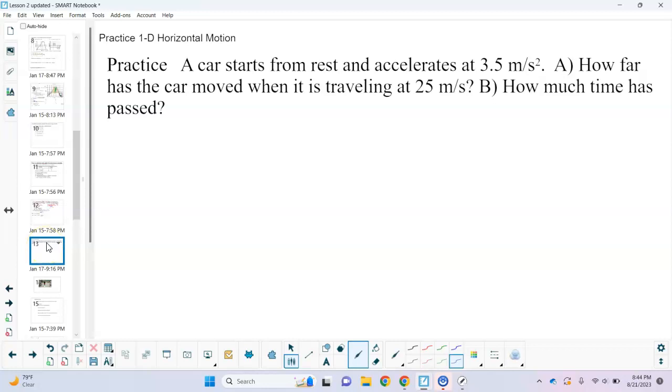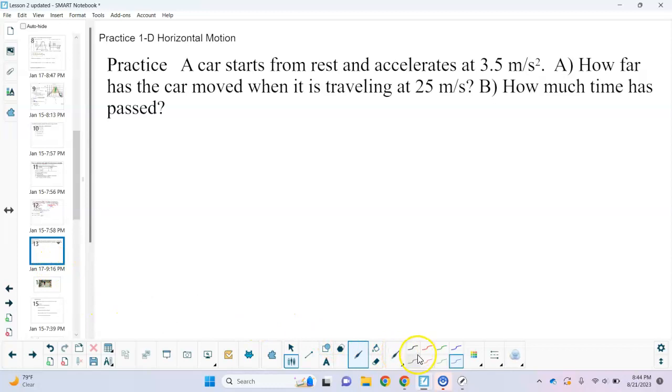So let's try this one. Again, if you have your notes printed out, or if you have a piece of scrap paper, I would start working on this problem. It says a car starts from rest, accelerates at 3.5 meters per second squared. How far has the car moved when it's traveling at 25 meters per second? And then how much time has passed?